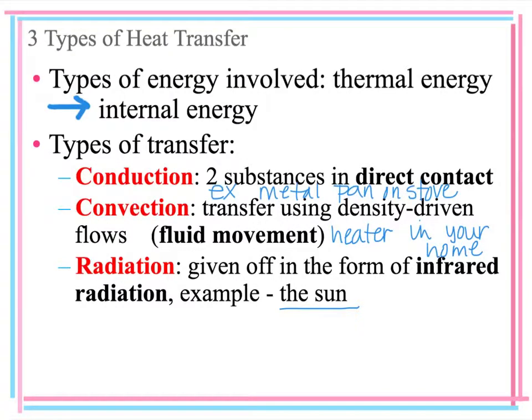And then, of course, the third type is the sun. We feel the radiation from the sunlight. That's often how we get sunburns, especially if some of you came back from spring break with a sunburn. That was due to the radiation traveling from the sun.